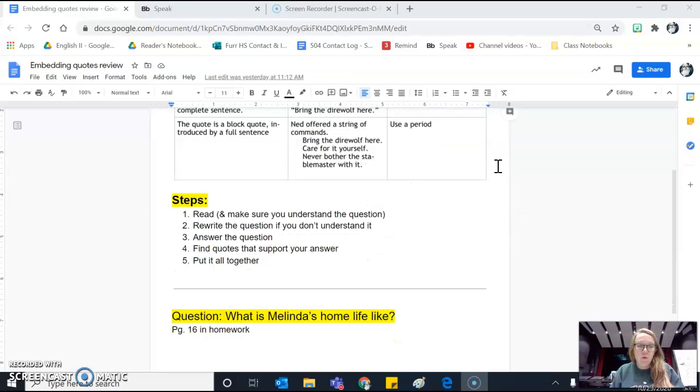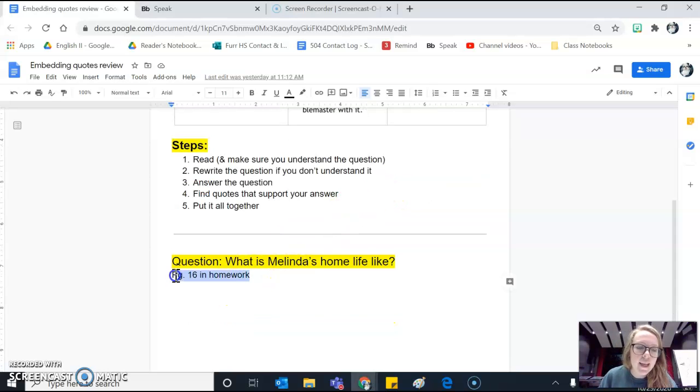So, to embed quotes, the first thing you need to do is read and make sure you understand the question. If you don't understand the question, define words, and then step 2, rewrite the question so you understand it. Answering the question is step number 3, and then you're going to find quotes that support your answer and put it all together. The example I'm going to show you today is, what is Melinda's home life like? I picked a question from the first marking period. I understand it, and I do not need to rewrite this question.